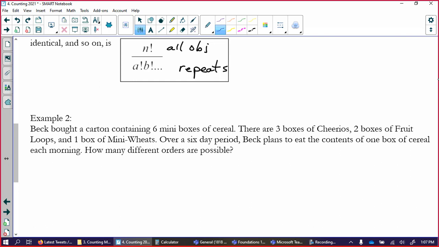But the total ways to arrange 6 objects is 6 factorial, or 6P6. But the 3 Cheerios are the same. The 2 boxes of Fruit Loops are the same. Do we need to do anything for the box of Mini Wheats? Not really.